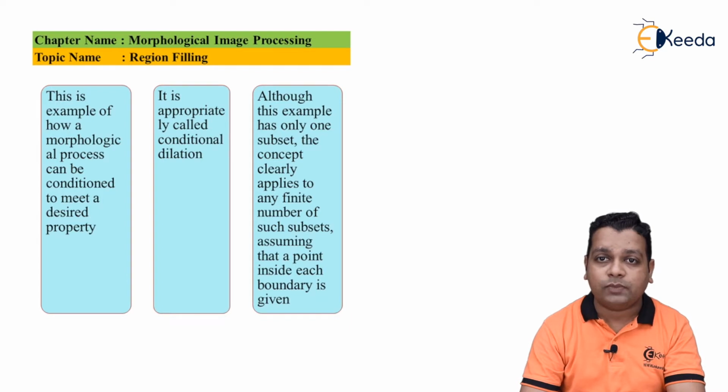Although this example has only one subset, the concept clearly shows that it applies to any finite number of such subsets, assuming that a point inside each boundary is given to us.